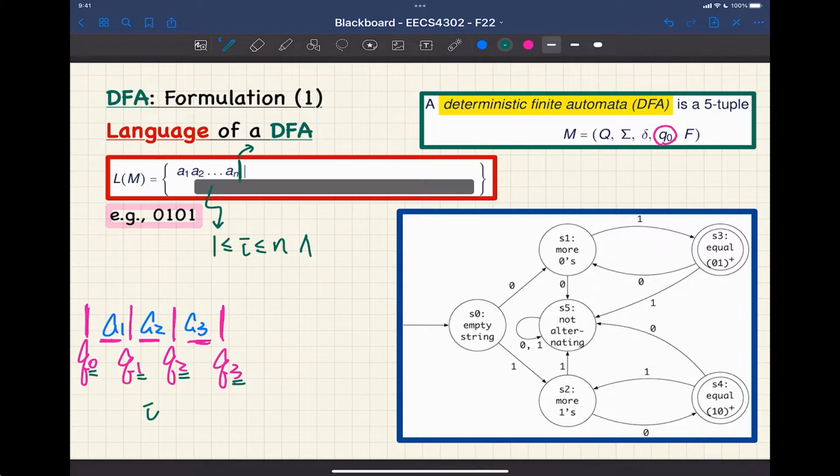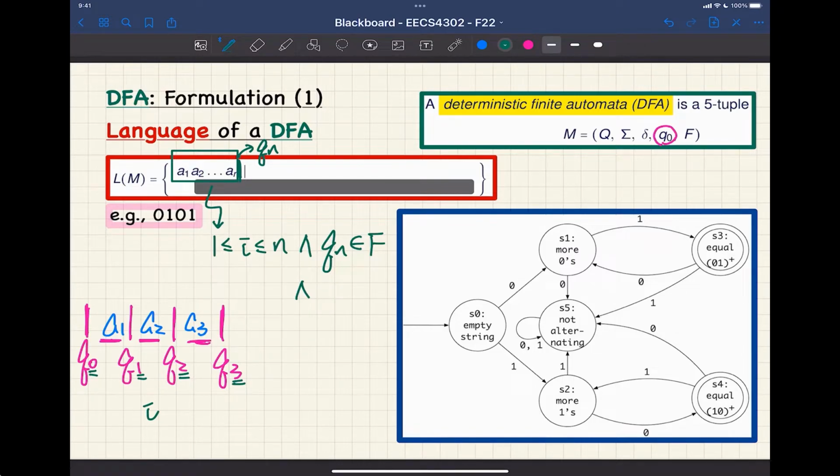I can say Qn, after reading all the n symbols, is going to be what? What should that Qn be? Yes, it should be an accepting state. Thank you. But we're still missing something. We have already handled the Qn. We haven't really handled starting from Q0 all the way to Qn minus 1. How do we handle that? How do we specify them? We need delta.